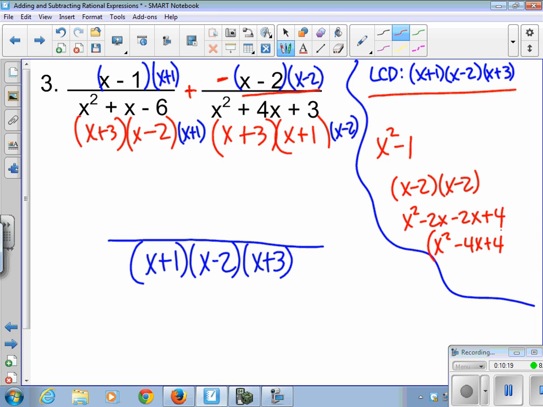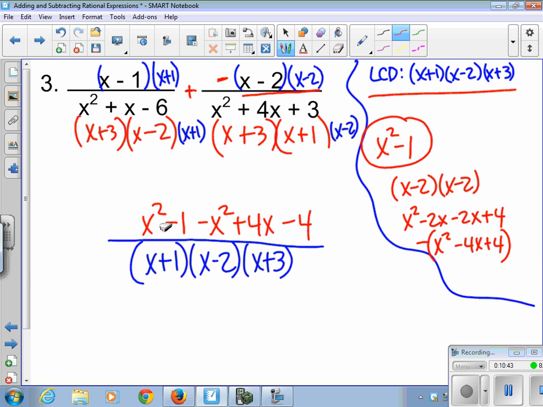Now is when I have to remember that negative there, and I have to distribute that through that entire fraction. So let's go ahead and write what we have for the first fraction. So I've got x squared minus 1 from here. And then for the next side, I'm going to distribute this negative. So this is going to be minus x squared plus 4x minus 4.